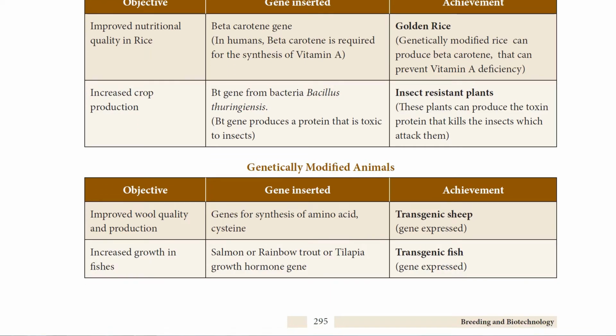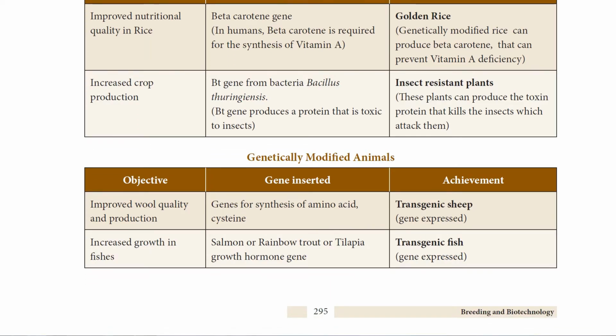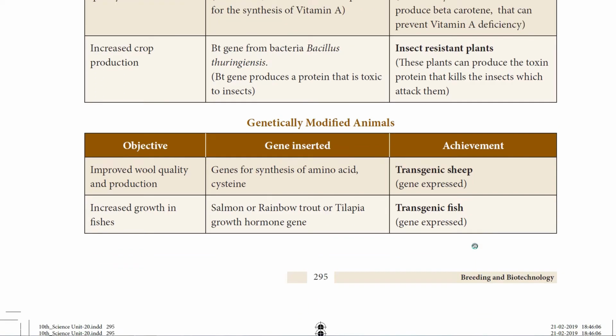Genetically modified animals. To improve the wool quality and production in sheep, a gene for the synthesis of the amino acid cysteine is incorporated, and transgenic sheep are produced. Similarly, increased growth rate in fishes is attained by incorporating the growth hormone gene from salmon, rainbow trout or tilapia into the fishes. So they are called transgenic fishes.